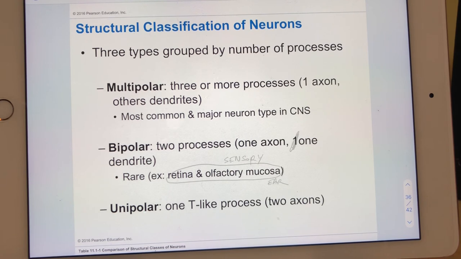If a neuron is multipolar, then it has at least three processes. All of the motor neurons that we've seen thus far in the lecture have been multipolar because they have an axon and oodles of dendrites. Multipolar neurons are the most common. So if we put all of the neurons in your body into a hat and we ask somebody to pull one out of the hat haphazardly, they would probably, most likely, draw a multipolar neuron because that would make up the bulk of what's in the hat, okay?